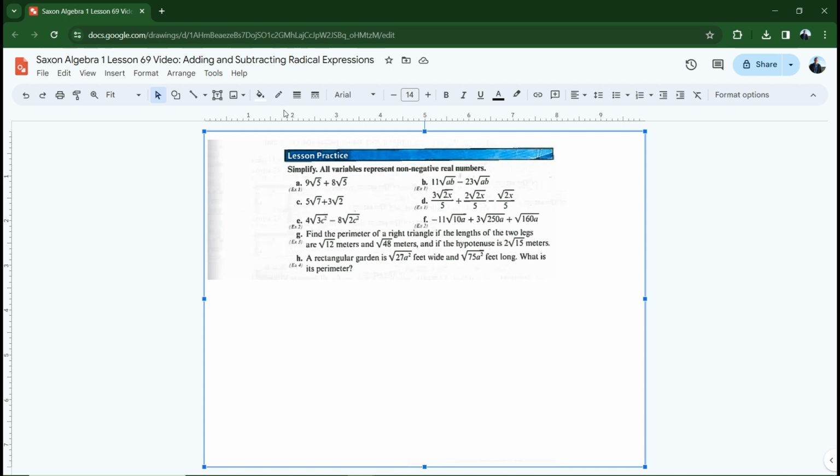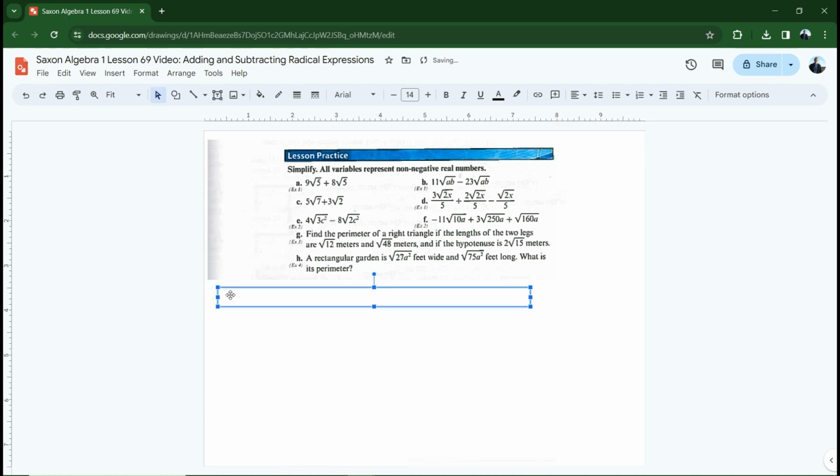For example, let's take a look at letter A. I have some radical expressions in letter A. 9 square roots of 5 plus 8 square roots of 5. By the way, I'm going to recommend when you read these, you read them just like I read. Not 9 times the square root of 5 plus 8 times the square root of 5, although that's the correct way to say it. If you say it 9 square roots of 5 plus 8 square roots of 5, it helps you keep track of what you're doing.